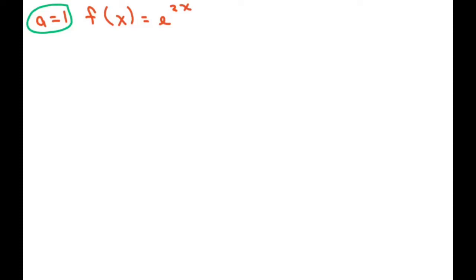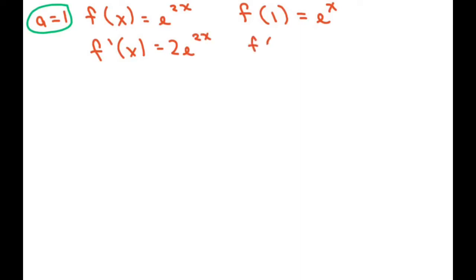We have a equals 1. So the first thing we're going to do is take the function and just plug in 1. And that equals e to the x. And then we're going to take the first derivative. And that's going to be 2e to the 2x. So f prime of 1 equals 2e to the second power.